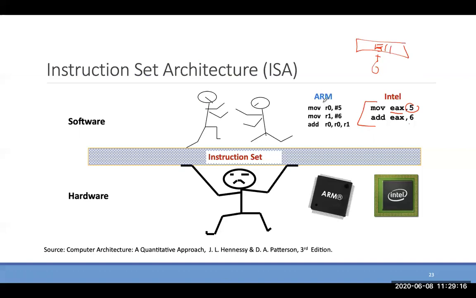We are doing the same thing, but in ARM architecture right here. We're moving 5 to R0 and 6 to R1. R0 and R1 are registers, so the names of the registers are different here. And here we're adding R1 to R0 and storing the result back in R0. So the semantics and the syntax are completely different, right, guys? And even the language itself is different. You agree with me?